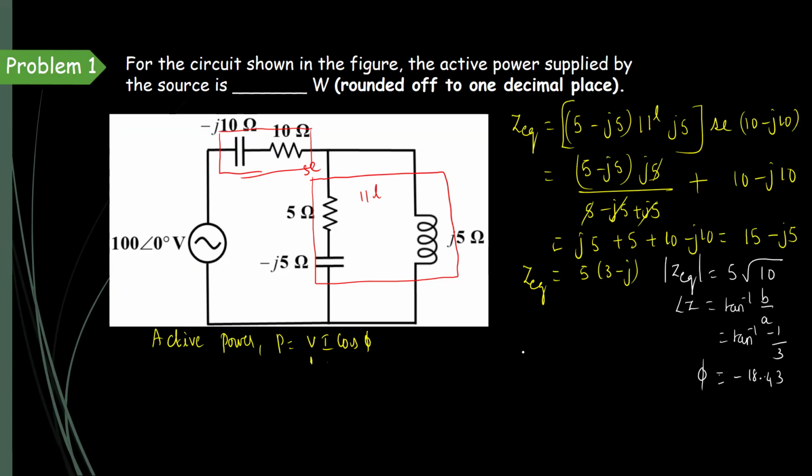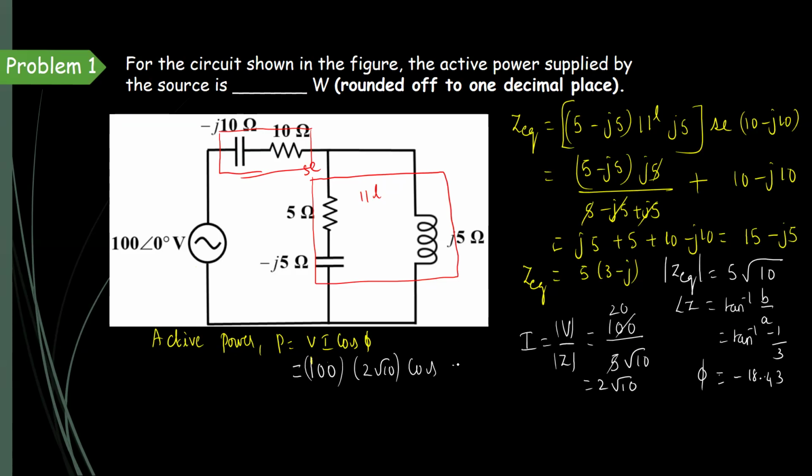So now we need to find the current. Okay, so current equals V by Z, modulus of V by modulus of Z. So 100 is the voltage value, the modulus of impedance is 5 root 10, and here we can cancel, 20 by root 10, that is nothing but 2 root 10. Okay. Now let me find the active power supplied by the source. So the voltage magnitude is 100 and the current magnitude is 2 root 10 and cos of minus 18.43. Okay. So cos of minus theta is cos theta only.